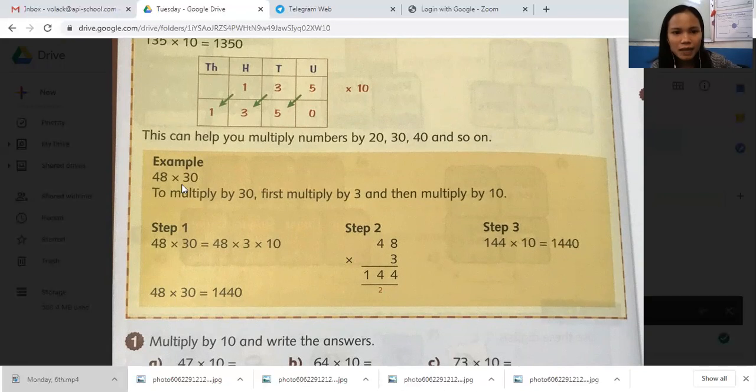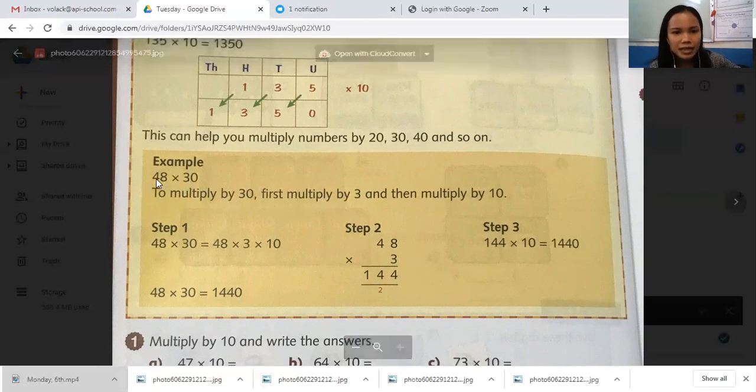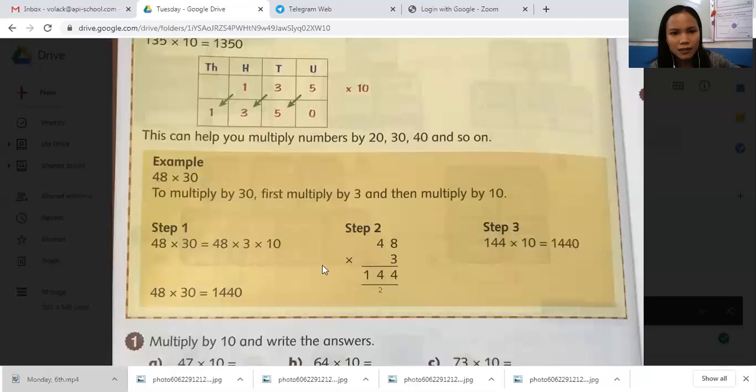They said 48 multiplied by 30. So to multiply by 30, first multiply by 3 here, like 3 times 8, 3 times 4, equals this answer. And then they said multiply by 10 here, and you get this answer. Multiply by 10 equals 1440.